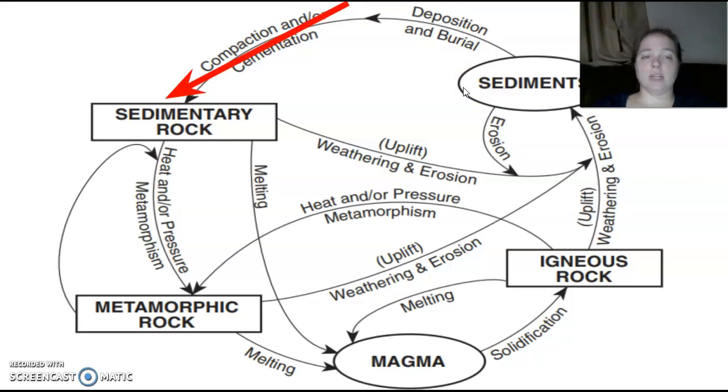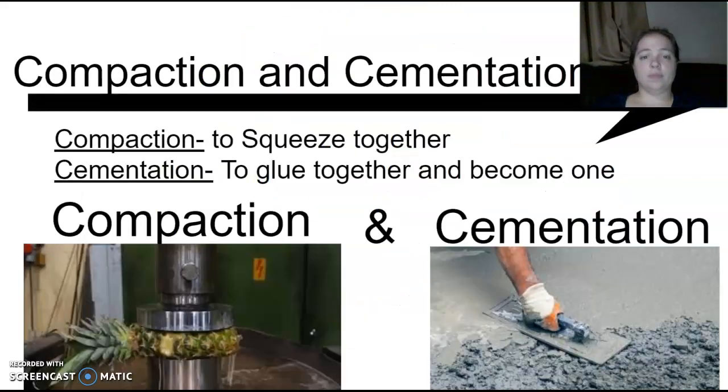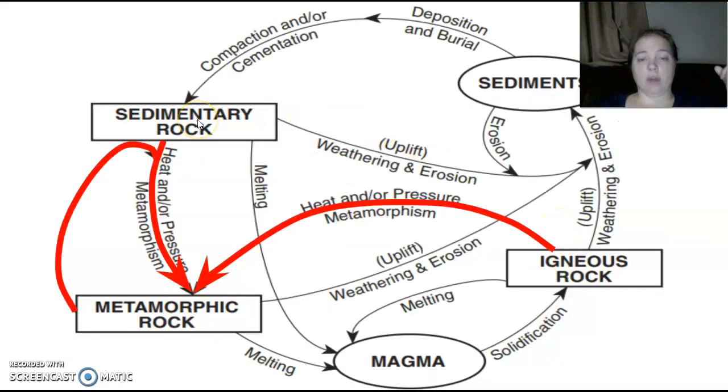This is how you know it makes sedimentary. Compaction and cementation. So compaction, it's squeezing together. It's like this hydraulic press, squeezing and squishing and smushing all that pineapple. Make nice pineapple juice. And cementing is gluing it together and becoming one. And remember, the cementing is typically like fine particles of sand and water. That's typically minerals also can help the cementation process. So compaction and cementation make sedimentary rocks. All right, and you can see that's the only way sedimentary rocks go. So they have to be deposited and buried and then compacted and cemented.